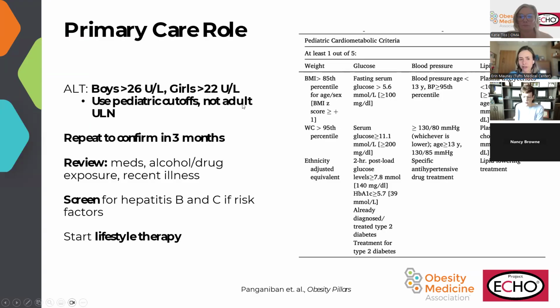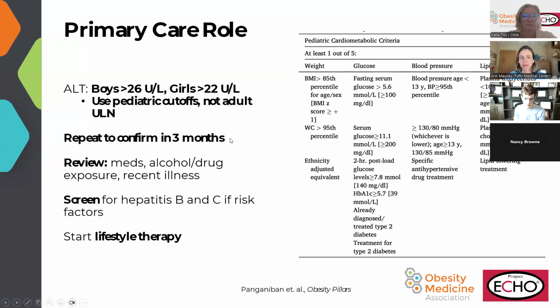units per liter. And that difference is because of muscle mass. That can slightly increase the ALT. So boys can be a little bit higher than girls with it being okay. But anything above these pediatric cutoffs is concerning for MASLD, particularly, as I mentioned, if there is also the addition of other cardiometabolic risk factors, including elevated weight, elevated glucose, or sort of fasting insulin issues, elevated blood pressure, elevated lipids.